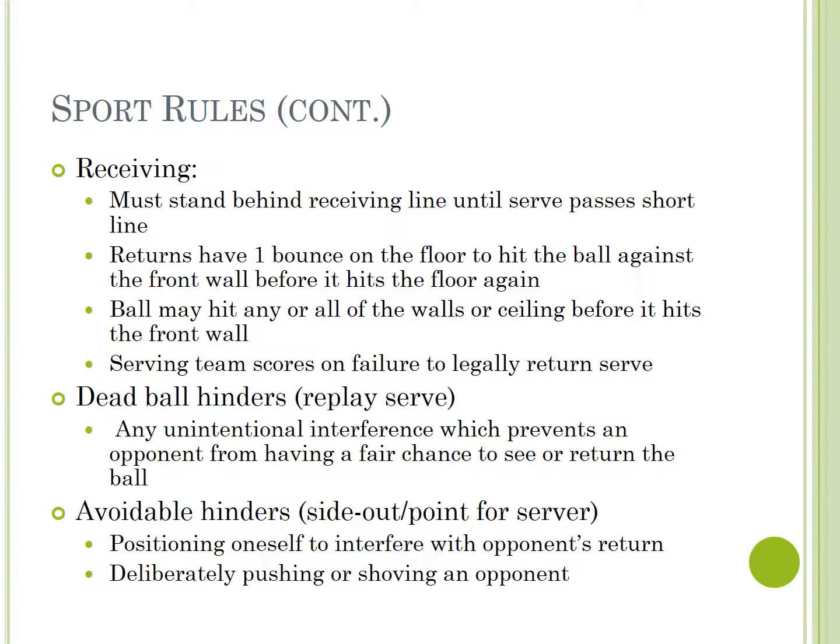The receiving team must stand behind the receiving line until the serve passes behind the short line. They then can let the ball bounce once on the floor until they have to hit it against the front wall before it bounces on the floor again. The ball can hit any or all of the walls or ceiling before it hits the front wall. If there's any unintentional interference, the serve will be replayed. But if a player positions oneself deliberately to interfere with a return or pushes or shoves an opponent, that will result in a point for the server or the serve transferring to the receiver.